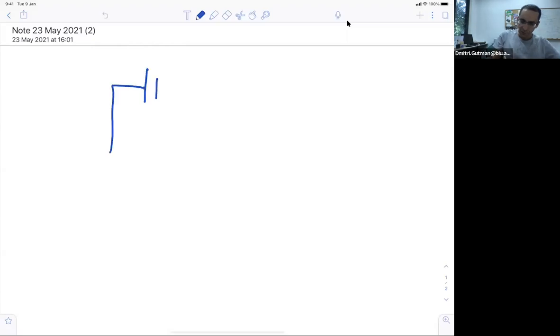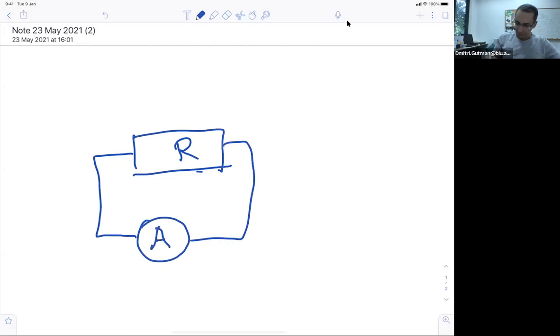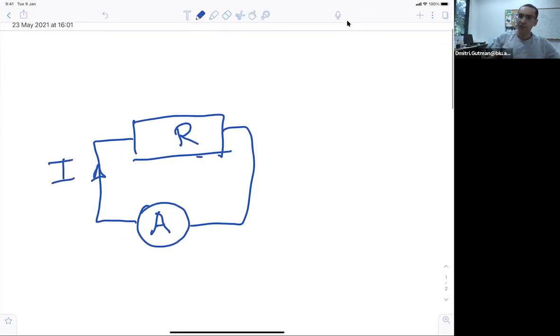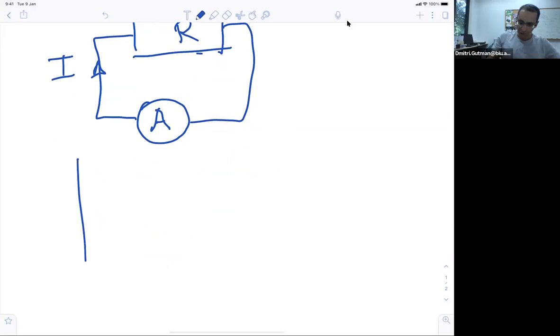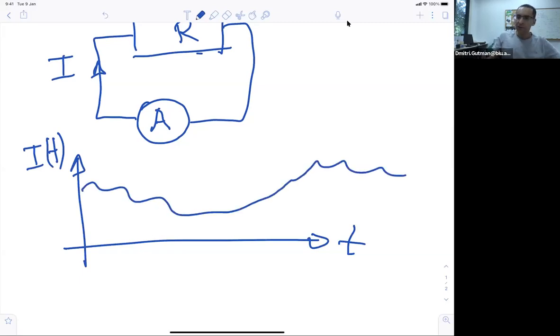example of fluctuations, if you have a circuit, say a resistor, even though just a resistor, and there is an ampermeter there, and the ampermeter measures a current as a function of time. So if you have an old-fashioned ampermeter that measures current as a function of time, symbolically you will get something that looks like this.